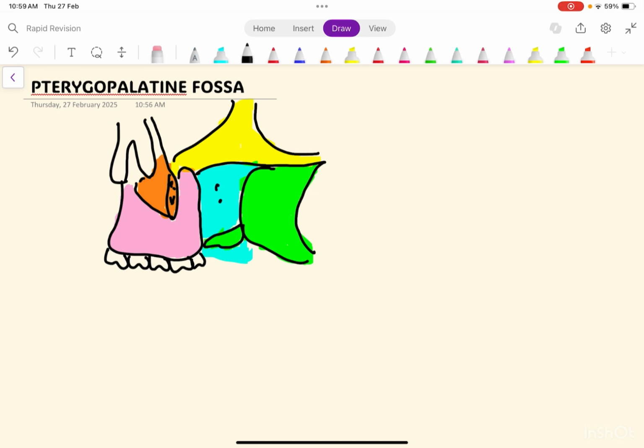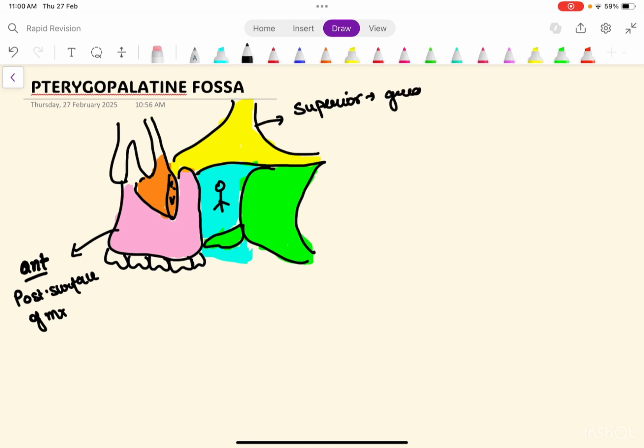So first of all, if you have to think of the pterygopalatine fossa, just imagine you're a person standing in the pterygopalatine fossa. You see the maxillary teeth, right? Anteriorly, anterior to the person, you have the posterior surface of maxilla. Now look upwards. Upwards is superior, and this yellow portion is nothing but the greater wing of sphenoid.